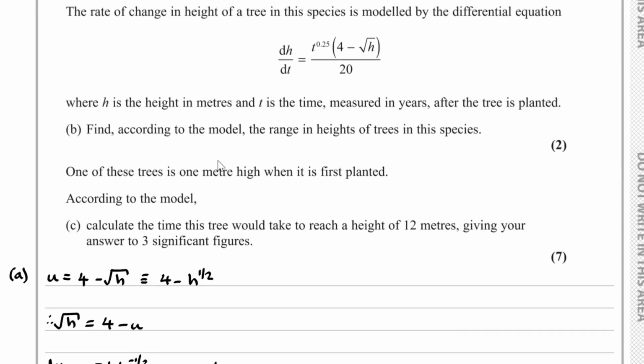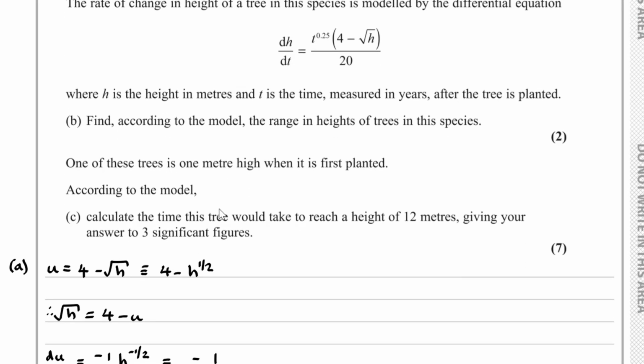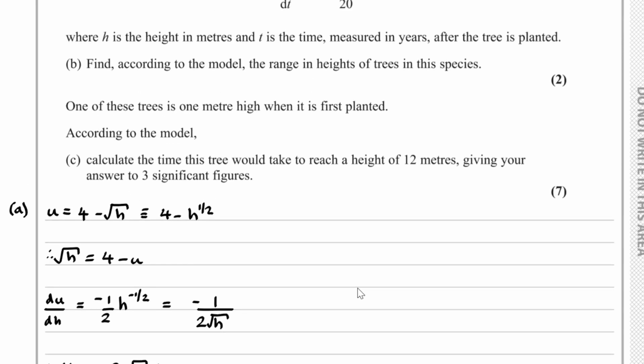Now for part C, one of these trees is 1 meter high when it's first planted, and according to the model, we have to calculate the time this tree would take to reach a height of 12 meters, giving an answer to 3 significant figures. So what we have to do over here is solve this differential equation.